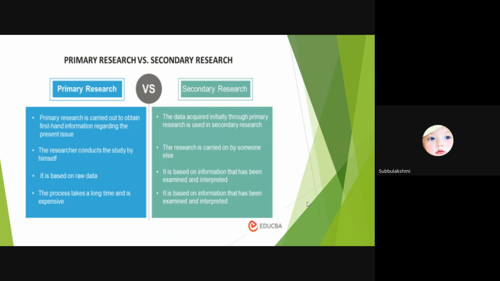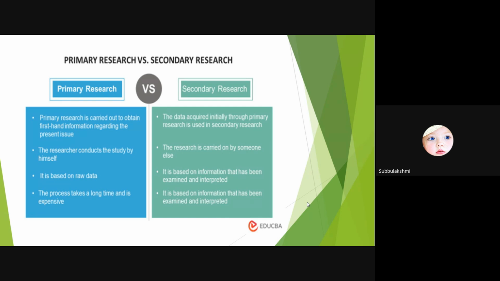See, now what we have is the difference between primary research and secondary research. So what is primary research and what is secondary research? Primary research is carried out to obtain first-hand information. Whatever topic we have chosen, the first-hand information that we receive forms the primary research. Next, the researcher conducts the study by himself. Next, it is based on raw data, no criticisms, no commentary. That is why we call it raw data. The process takes a long time and it is a bit expensive.